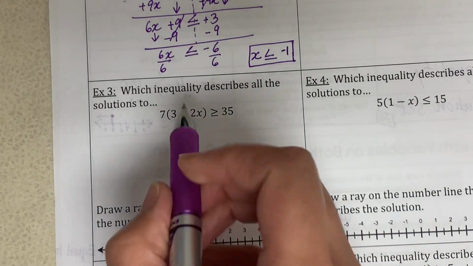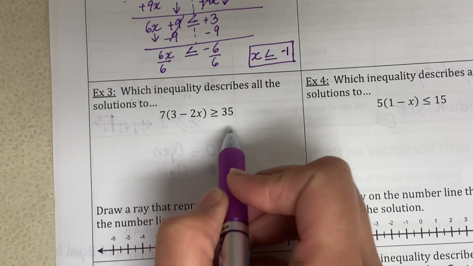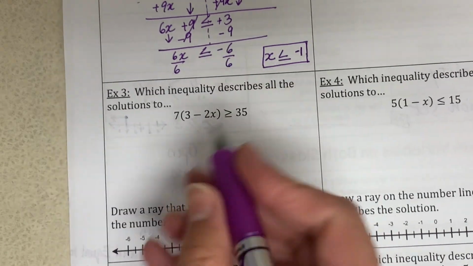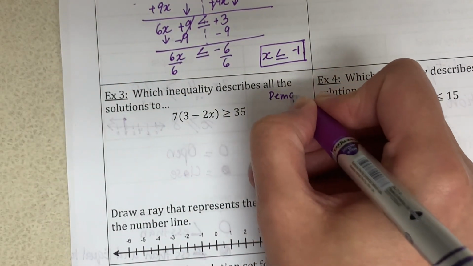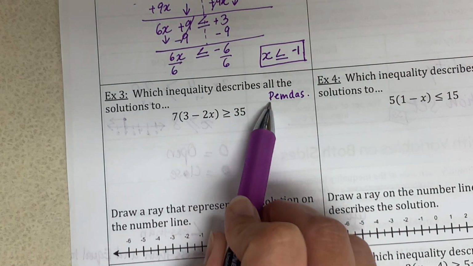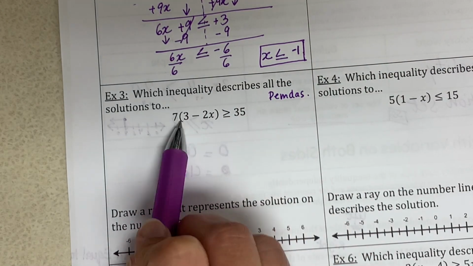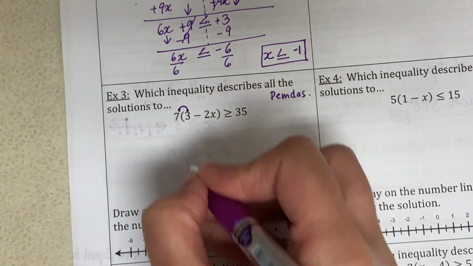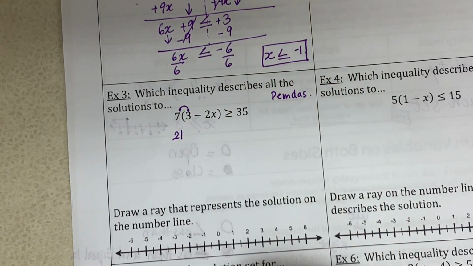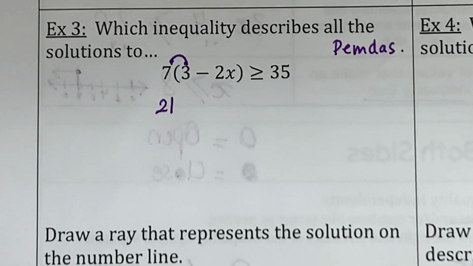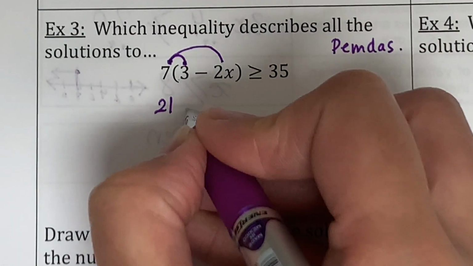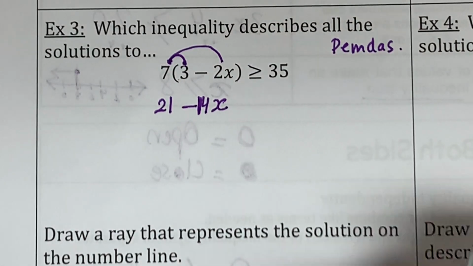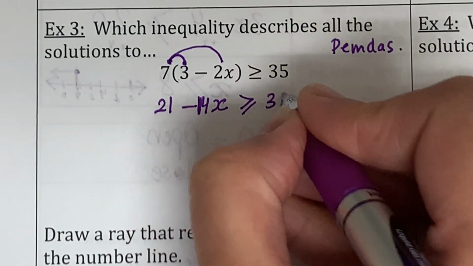All right, I see my equation. It is 7 parentheses 3 minus 2x, parentheses close, greater than or equal to 35. I have parentheses. Now, remember, PEMDAS says that you cannot add or subtract if you have parentheses. You have to first solve these parentheses. So I have to multiply this, distribute. 7 times 3 is 21. And 7 times -2x is -14x. Greater than or equal to 35.